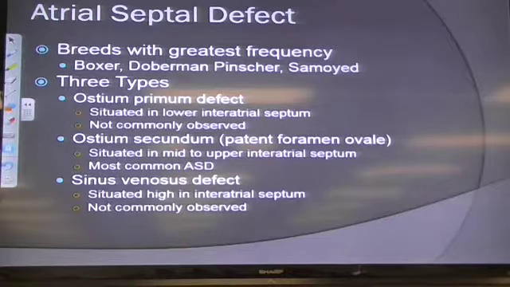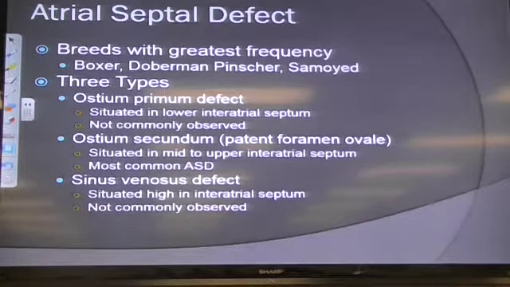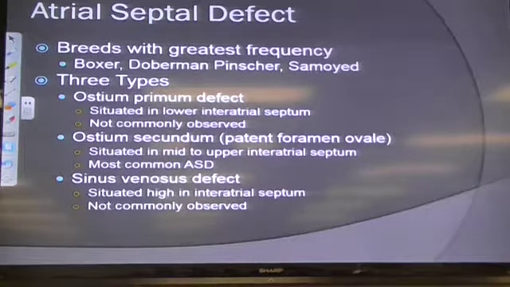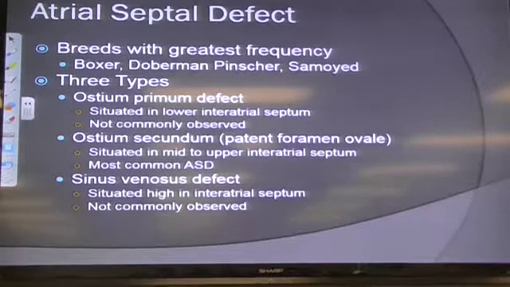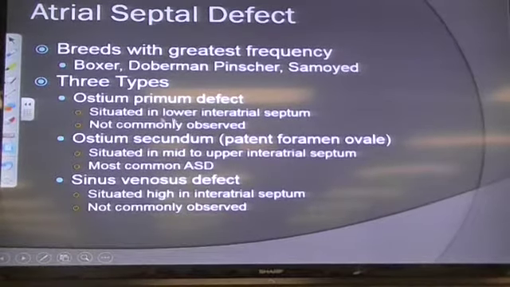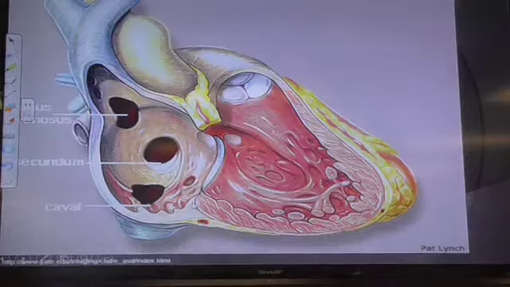So, atrial septal defect. We only have about 8 more minutes. We probably won't finish, but we might. Breeds with the greatest frequency: boxers, Doberman pinschers, Samoyed. There is no hereditary predisposition that I found. There are 3 types of atrial septal defects, listed from closest to the AV valve to farthest away. Okay.